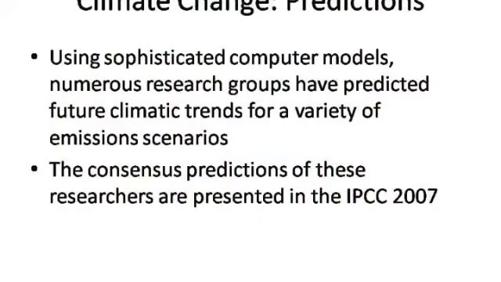The consensus predictions of these modeling groups is what's presented in the IPCC 2007. So this is not the result of just a single scientist or even a single group of scientists. It's not the result of a single model run on a single computer at one university in the world. It is the consensus of dozens of research groups using many, many different models, all getting more or less the same results. So there's a great deal of rigor and agreement in the climate change community about these predictions that I'm about to talk about.